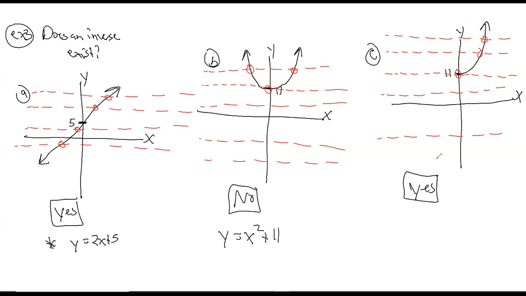They were all functions. The first one has an inverse, the second does not, the third one does. Guess what this is the equation of? Y equals x squared plus 11 for x having to be bigger than or equal to 0, which was example E previously.